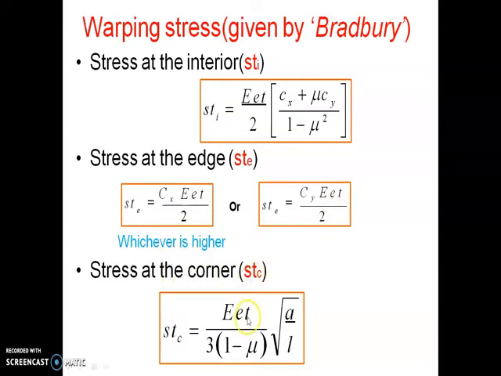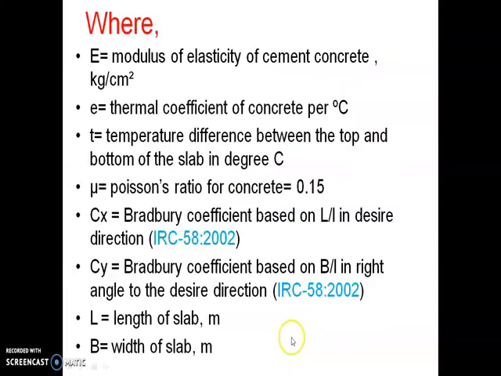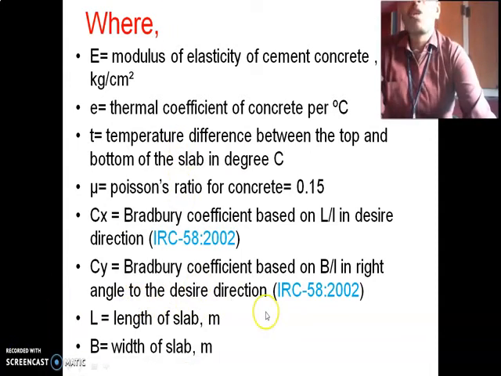problems. Calculate the stress at interior, edge and corner region of the cement concrete pavement using Westergaard equations. Using the following data: wheel load P equal to 5100 kg, modulus of elasticity of concrete E equal to 3.0 into 10 power 5 kg per centimeter square, pavement thickness h equal to 18 centimeters, Poisson ratio 0.15, modulus of subgrade reaction 6.0 kg per centimeter cube, radius of contact area 15 centimeters.